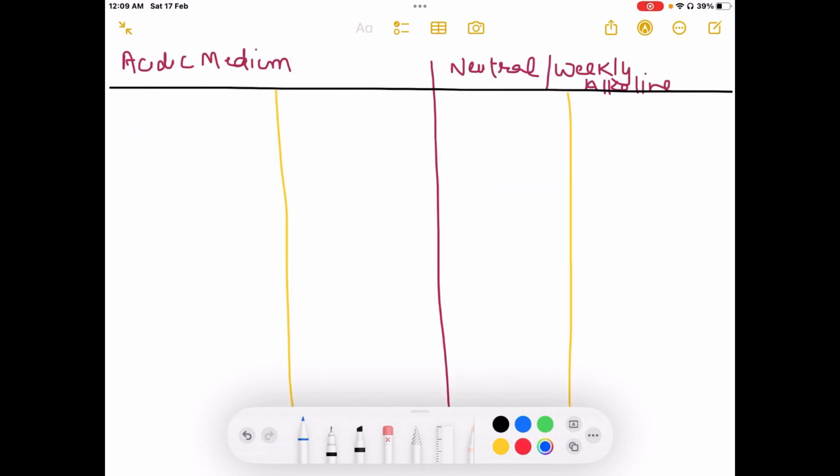Now let's discuss the reaction of potassium permanganate in acidic medium. As potassium permanganate is a powerful oxidizing agent in acidic medium, it changes to Mn2 plus. There is a transfer of 5 electrons here.